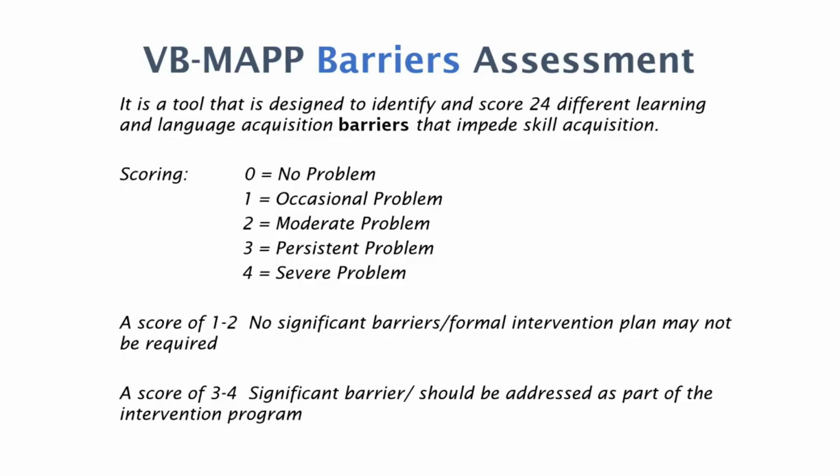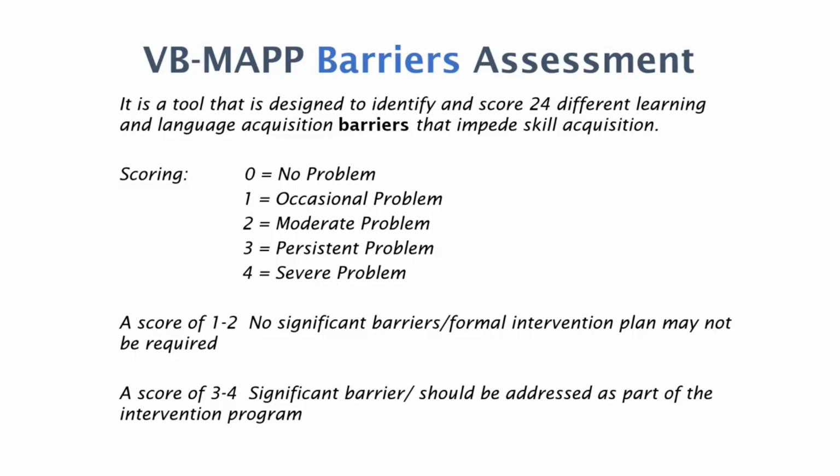Instructions on completing the barriers assessment can be found on page 99 of the VB-MAPP guidebook. The scoring form for the barriers assessment can be found on page 25 of the VB-MAPP protocol book. You will need both of these books to complete the assessment.